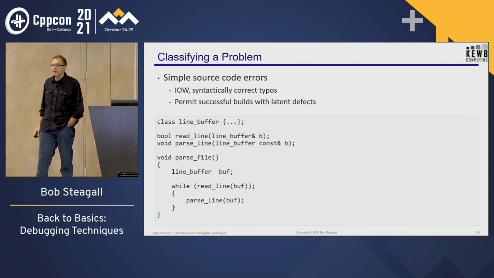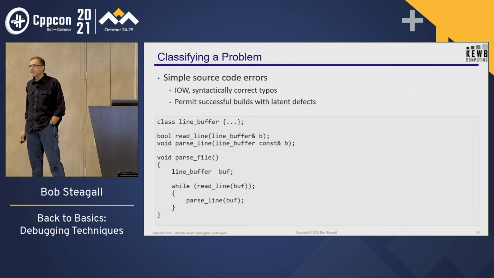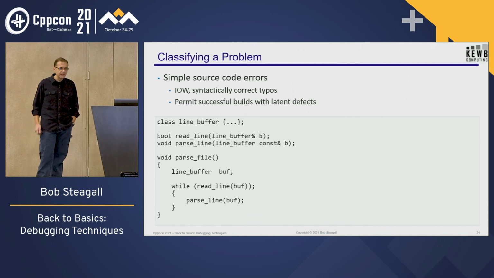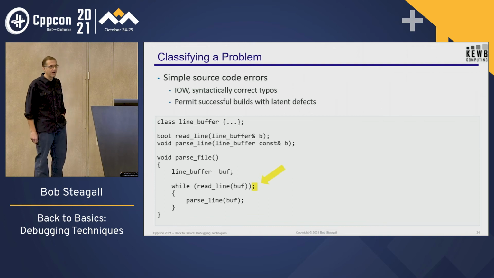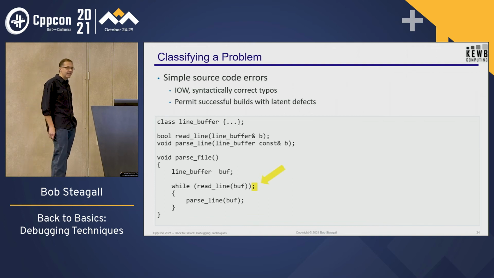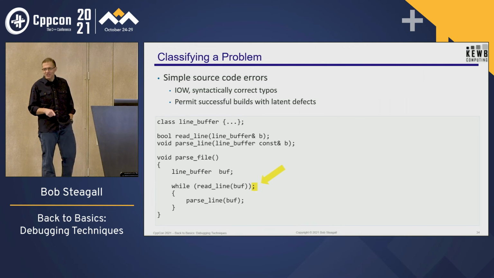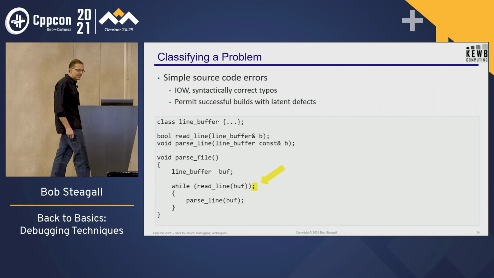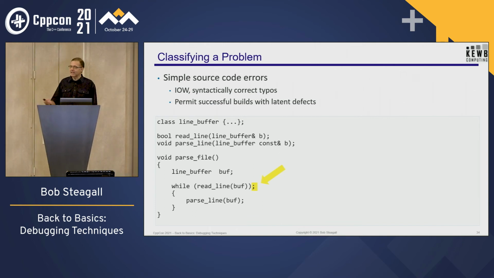And the first time I ran this, it failed. Like, what's going on here? Nothing got parsed. No output. Well, that was the problem. Now, this was before GCC diagnosed this problem, right? But this was syntactically correct code, and the compiler had no way of knowing this is not what I really meant.